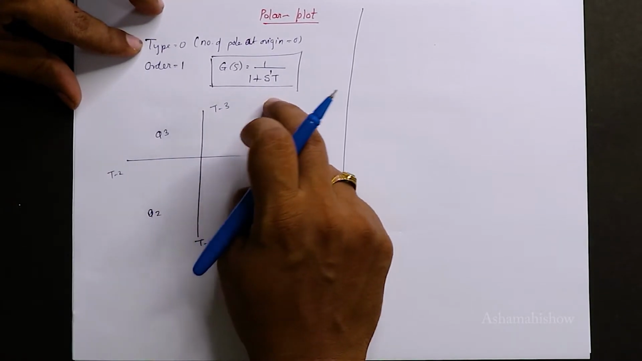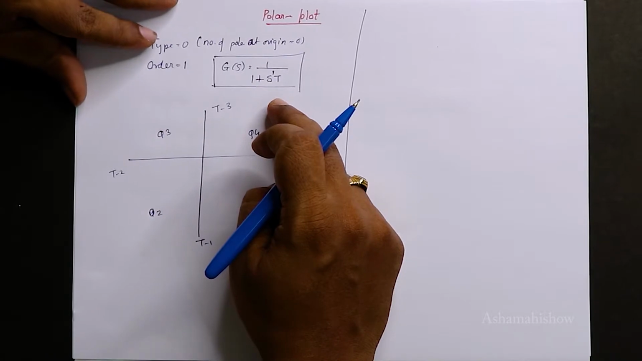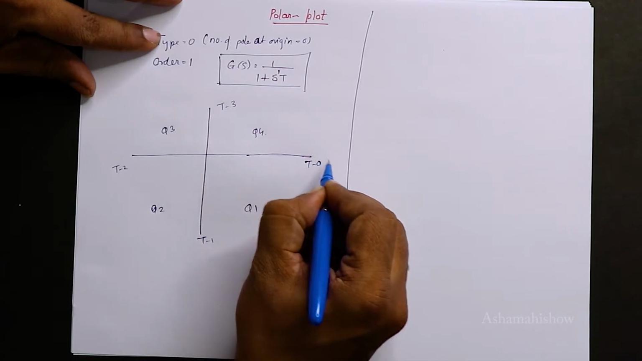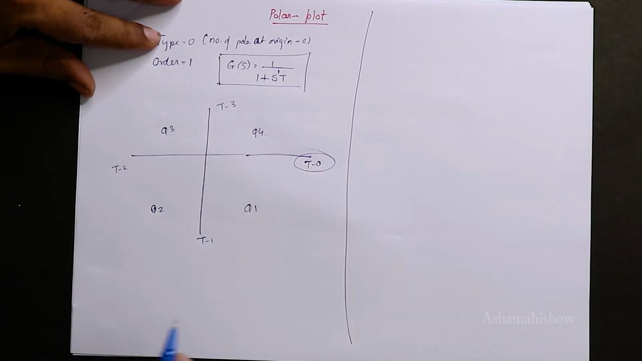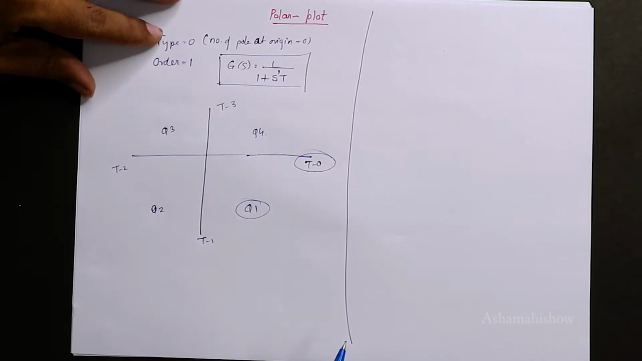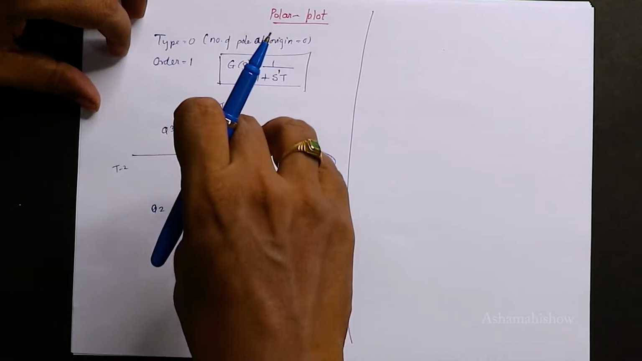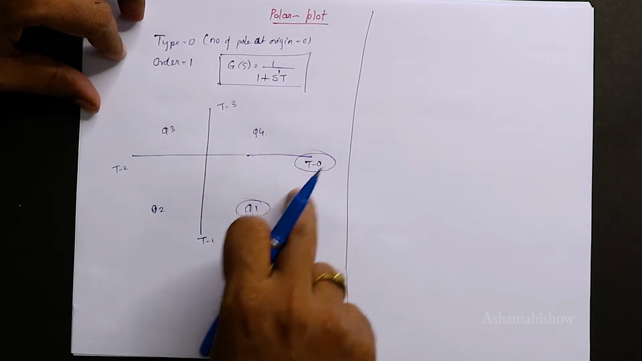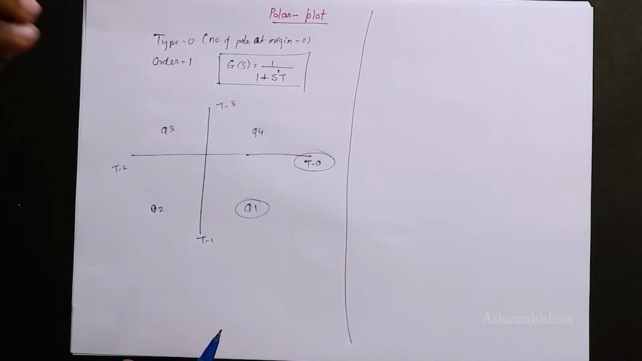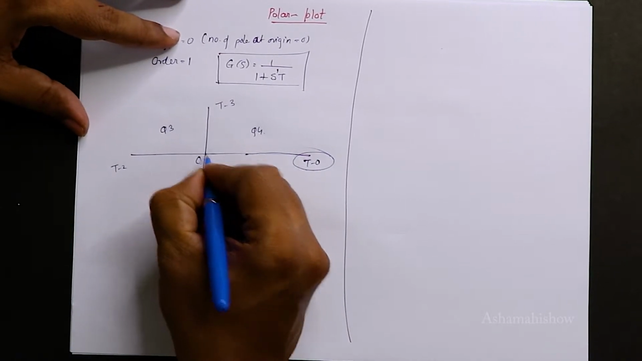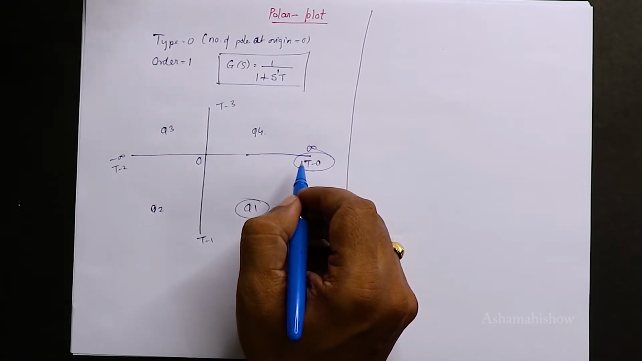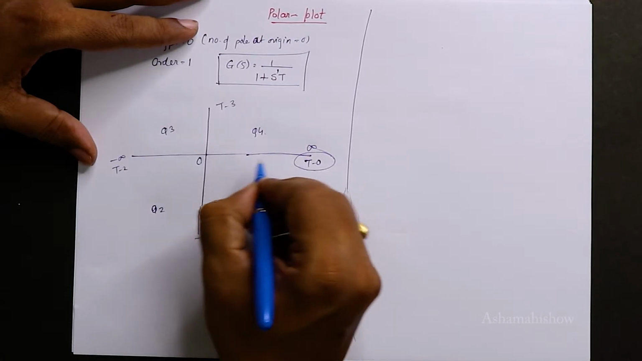Now for this transfer function, you have type 0, obviously. Your order 1 is what? Your quadrant 1. So now your plot will be only in this quadrant. Type 0, order 1, type 0 quadrant. Only in this quadrant your plot will be. And how will you draw the plot? This is 0, this is infinity, and this is minus infinity. Your omega varies from 0 to infinity.